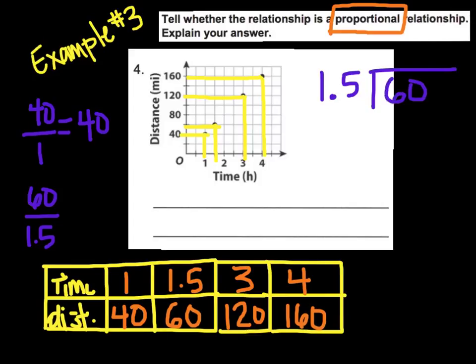1.5 divided into 60. We've already talked about dividing decimals before, and we said the number on the outside should be a whole number. So in order to do that, we need to move the decimal 1 space to the end, and I need to change this number the same way. Move the decimal 1 space to the end.